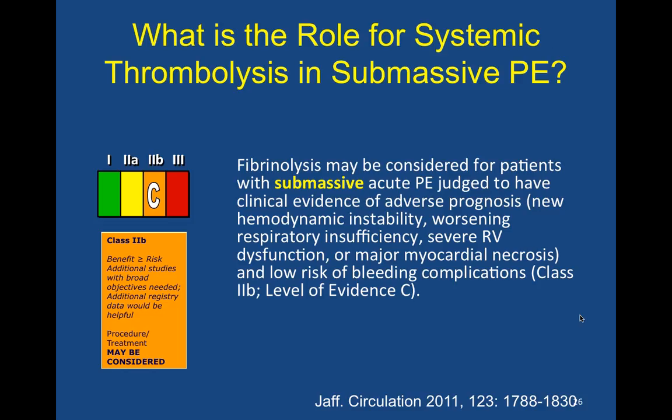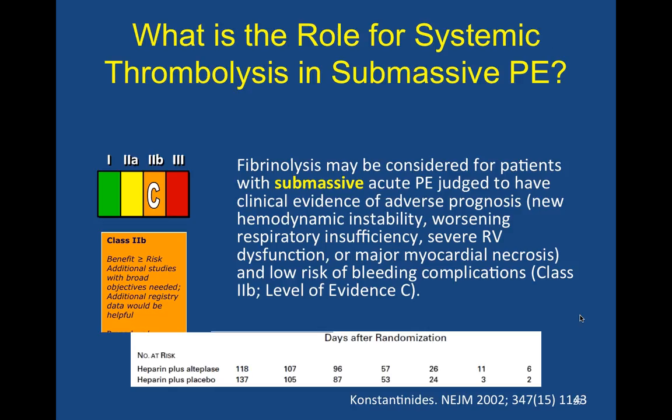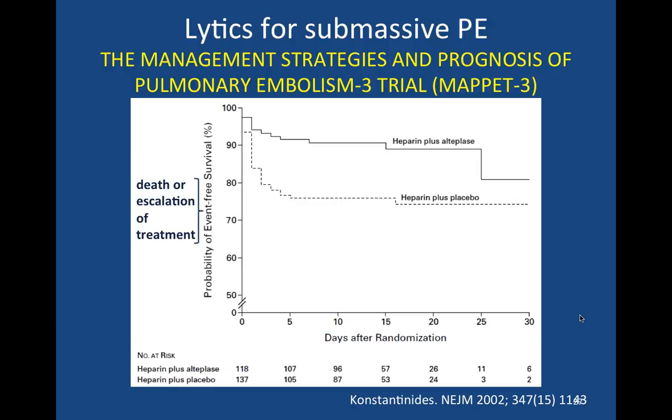Now, we talked about systemic lytics in massive PE, the data behind it. What's the role of systemic thrombolysis in submassive PE? Again, these are the patients that have relatively normal blood pressure but have evidence of right ventricular dysfunction. They're at increased risk, but they don't look that bad right yet in front of you. They are at risk for deterioration. And the guidelines give it a class 2B, so it's a lower indication for these patients, and it says it may be considered for patients with submassive PE, judged to have clinical evidence of adverse prognosis, and obviously at low bleeding complication risk.